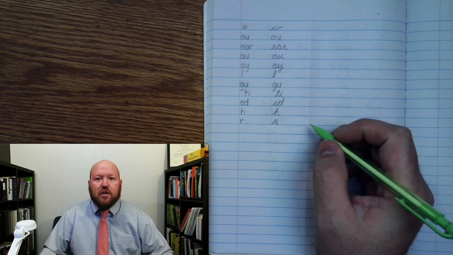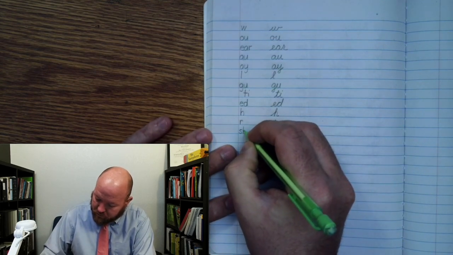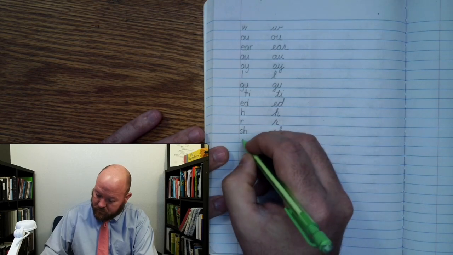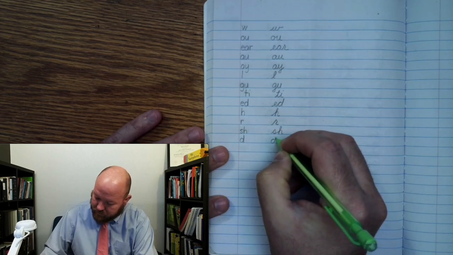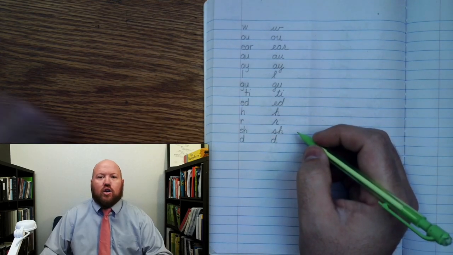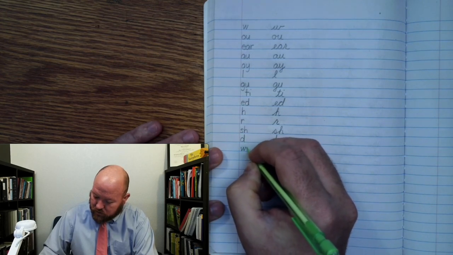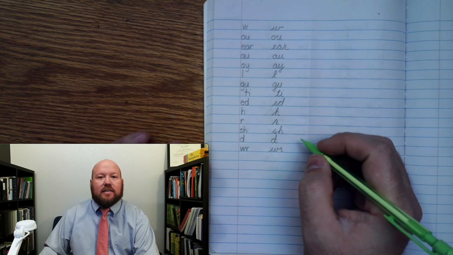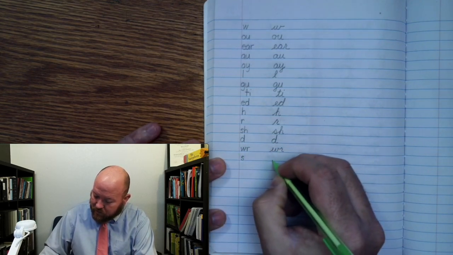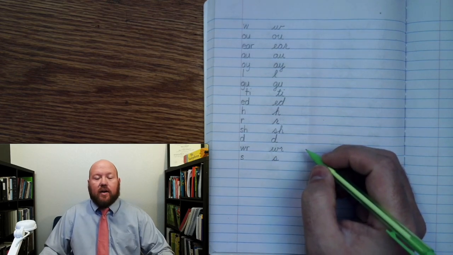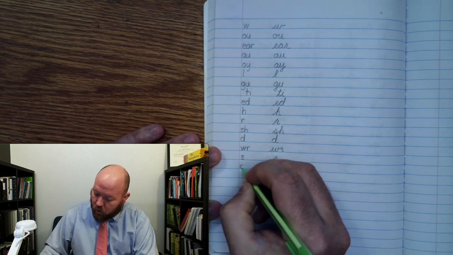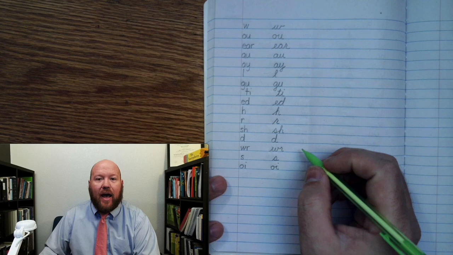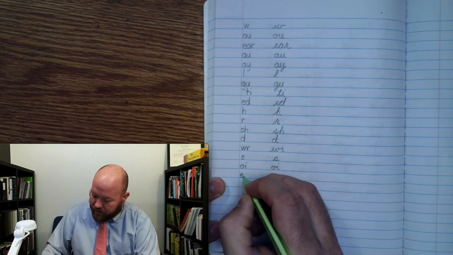Next one, sh. Next one, d. Next one, r, two letters. Next one, s, z. Next one, oi, not used. Last one, a, e, i.